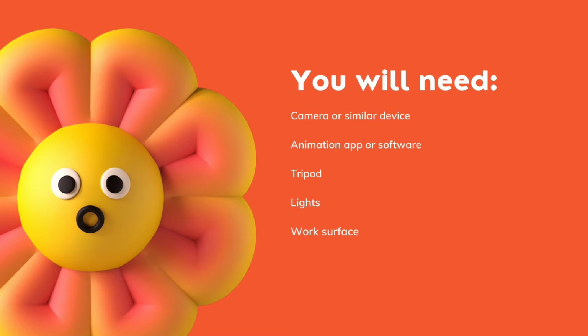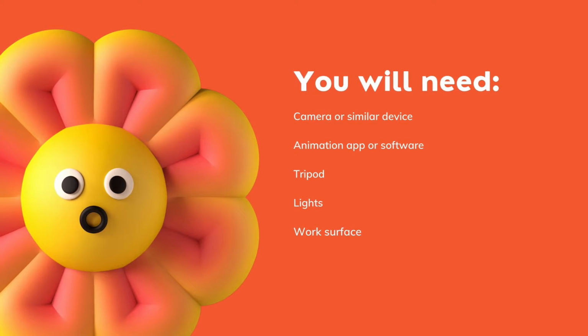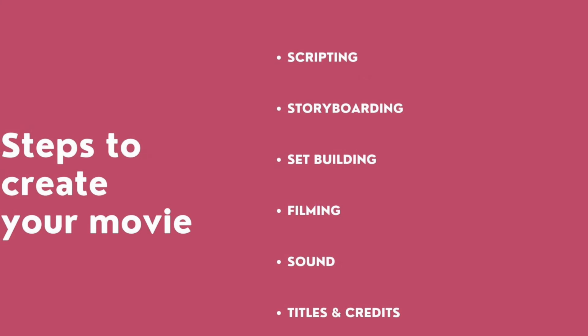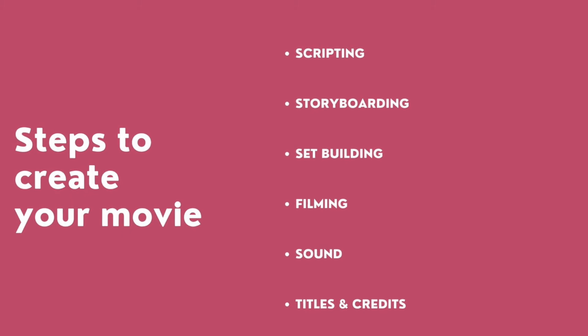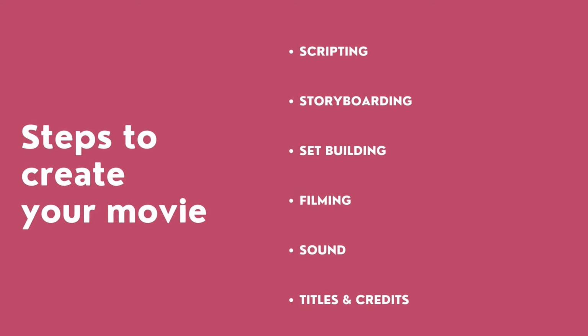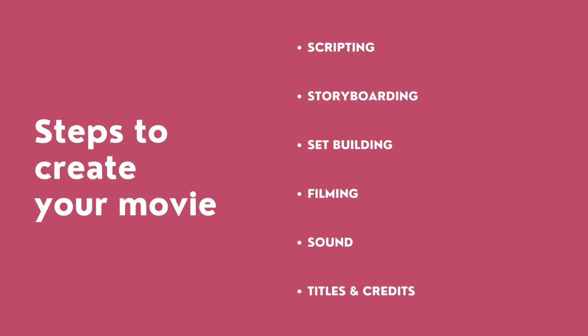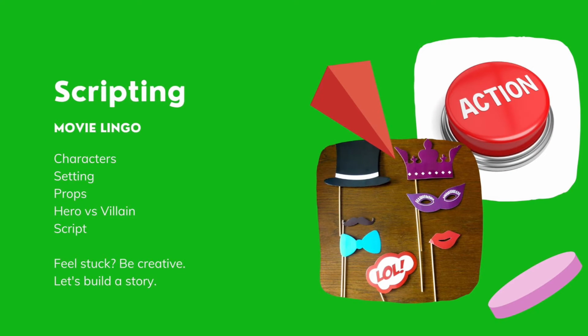And finally, a work surface. Just make sure you have enough room to animate your movie. A sturdy table or even the floor is a great surface. The steps to create your movie include scripting, storyboarding, set building, filming, adding sound, and finally, adding titles and credits to your movie. Our first step is scripting.